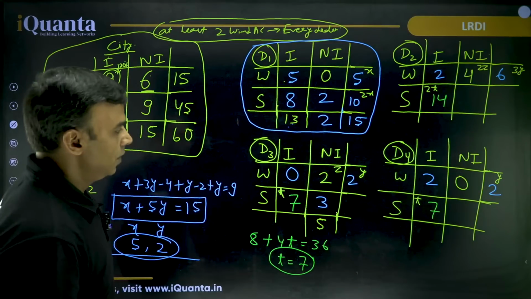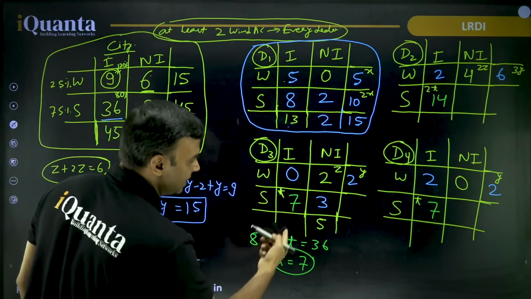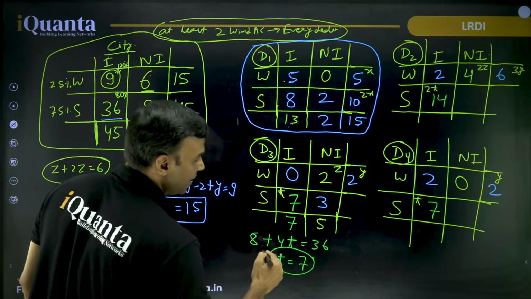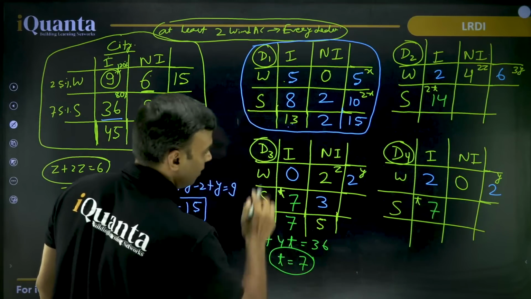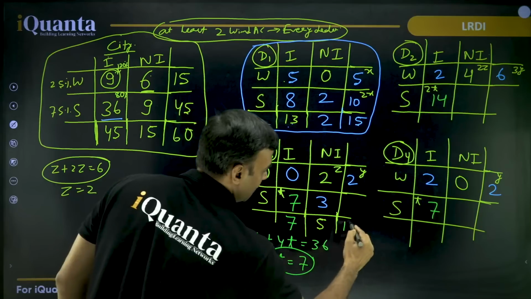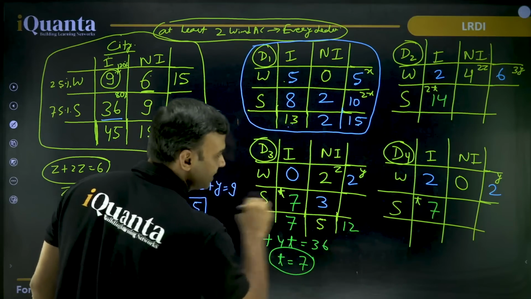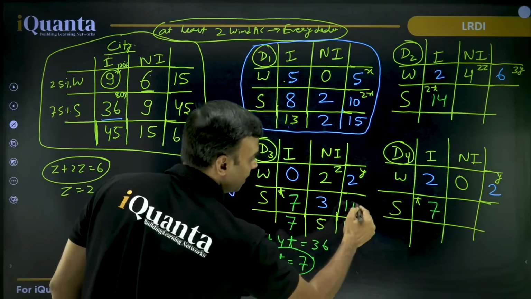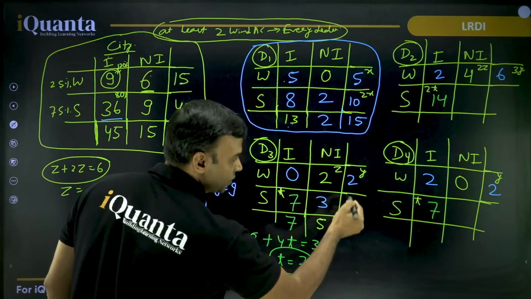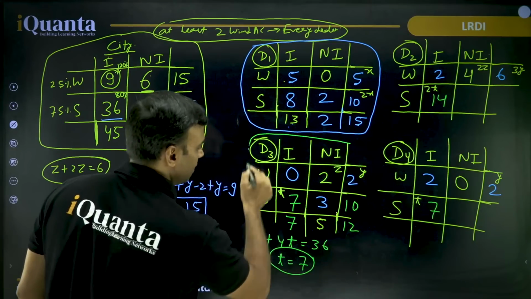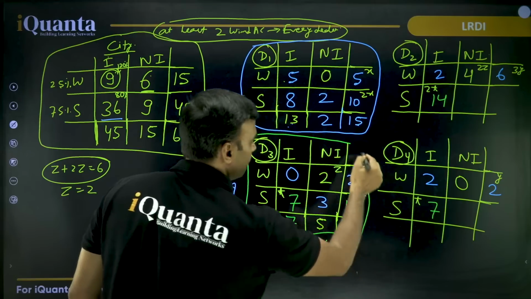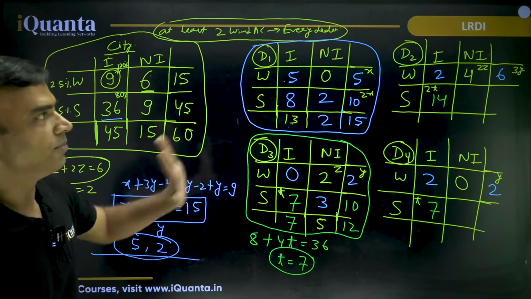Wow. So what happens? Inverter AC in D3, total will be 7. Total of the entire thing of D3 will be 7 plus 5, which is 12. Total of split AC in D3 will be 7 plus 3, that is 10. Confirmation? Do you see? 10 plus 2 is 12. What does that mean? Our calculation is absolutely perfectly fine. So D3 is also complete.